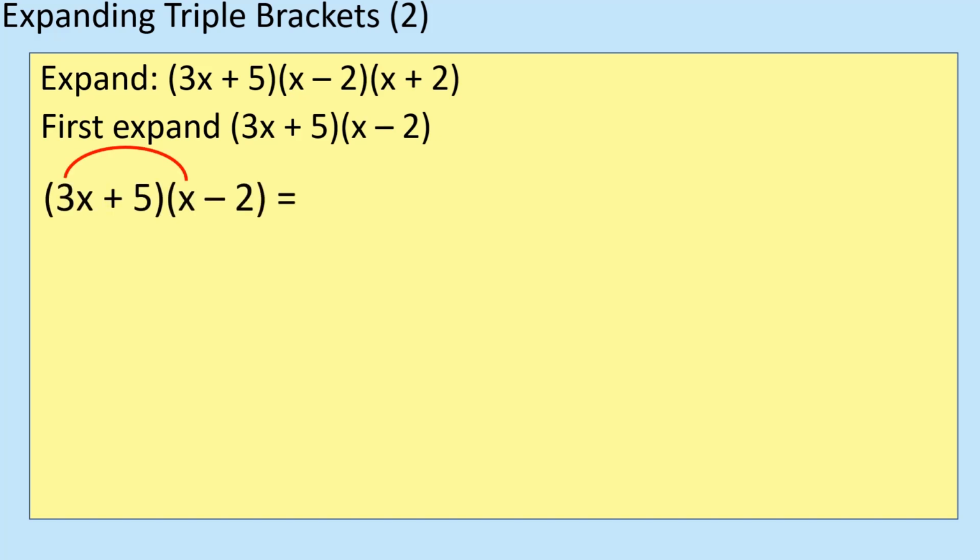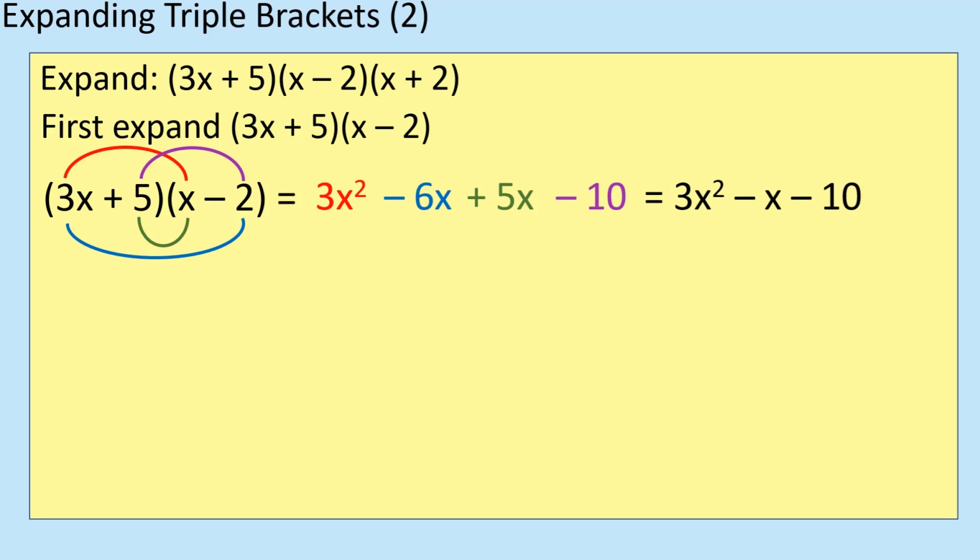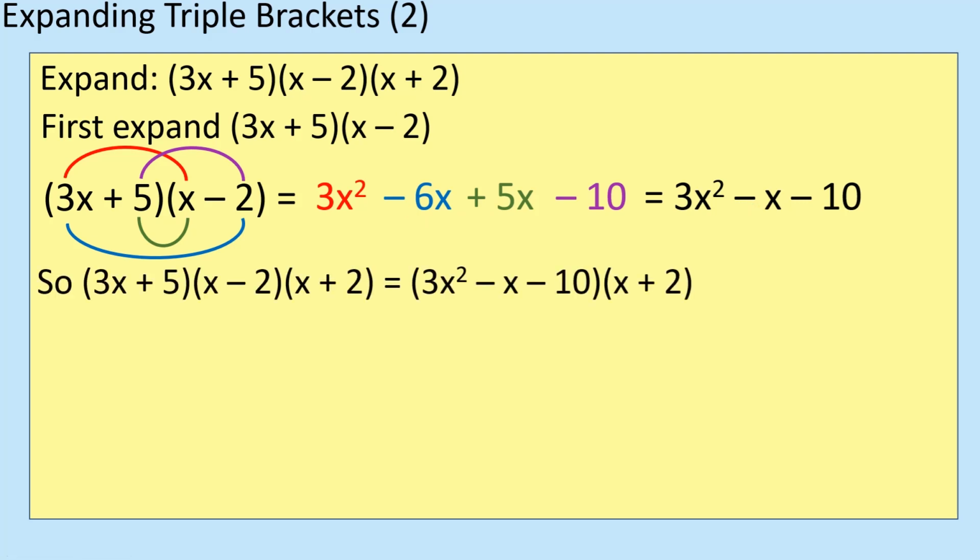So when we do this, we've got 3x times x, 3x squared. You're going to do the 3x times minus 2, which is minus 6x. You need to do the 5 times the x, which is plus 5x. And then you're going to do the plus 5 times minus 2, which is going to give you minus 10. All right. So sorting this little bit out in the middle, we've got 3x squared minus x. So minus 6 plus 5 is going to be minus 1, so minus x, minus 10. That is going to times by the x plus 2, so this bit here.